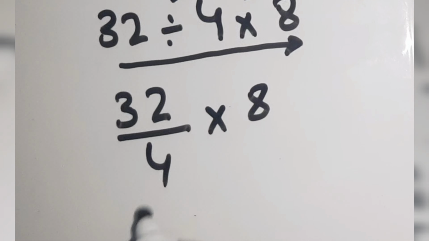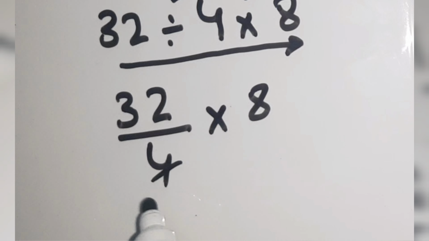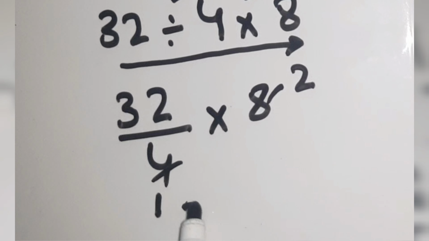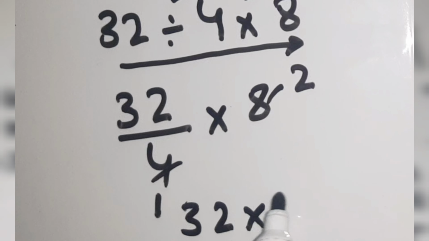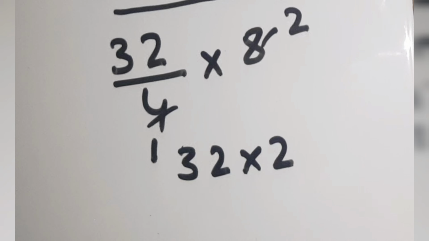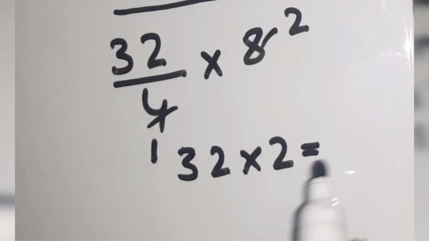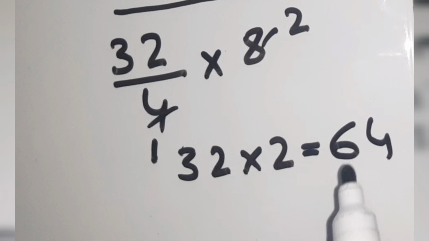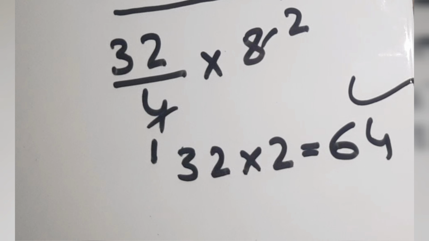Now here we simplify 4 and 8. We use the table for 1, and here is 2. So here 32 times 2 gives us 2 times 4 is 8, and 3 times 2 is 6, which is equal to 64. This is the right answer.